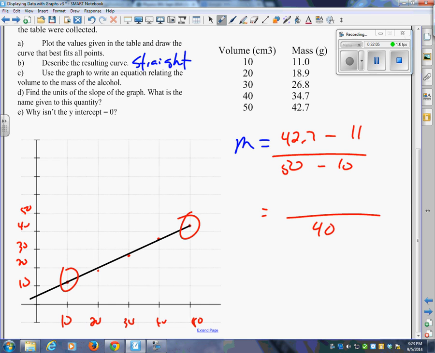We're doing C. So I got 42.7, and I'm subtracting 11. I can do that in my head. 31.7 divided by 40, and my slope is 0.79.